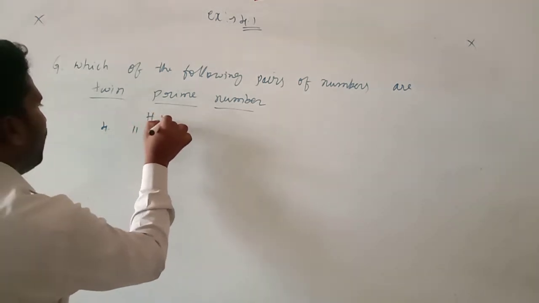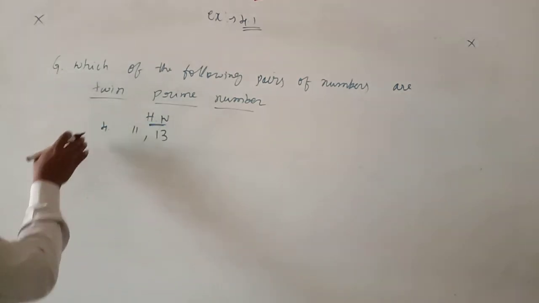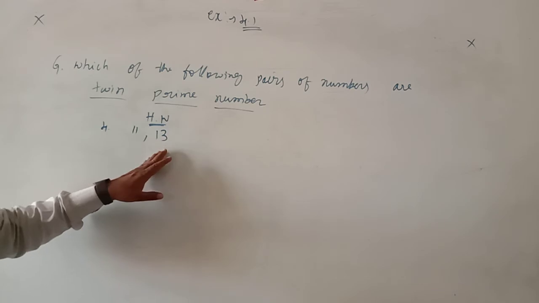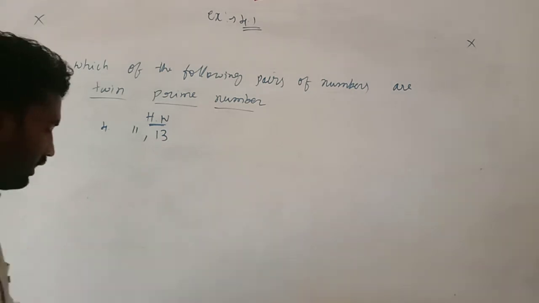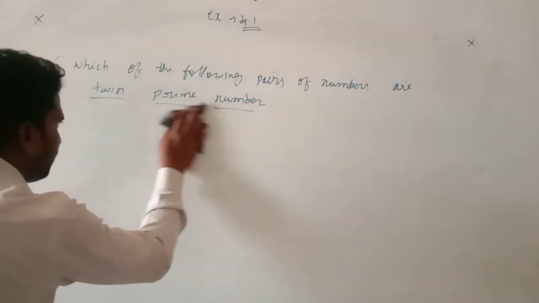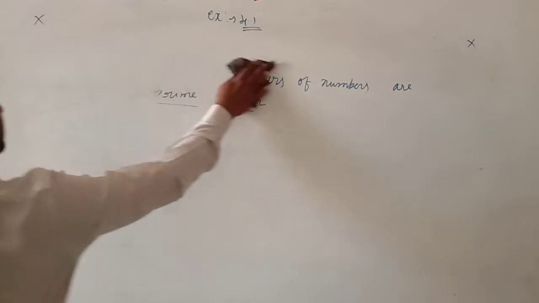This is for homework, question 4. The question is whether the numbers 11 and 13 are twin primes or not. You should check at home. Okay, so the next question is also completed. So next question.